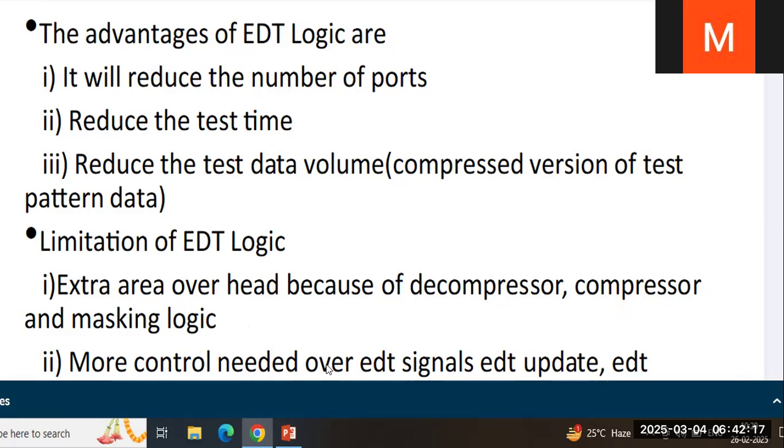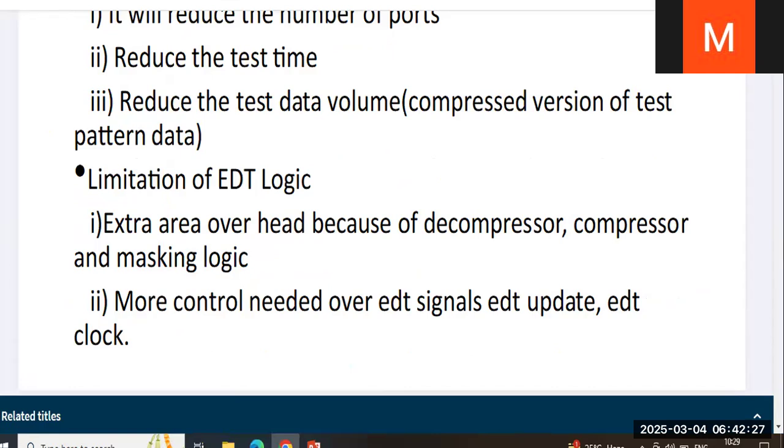More control is needed over the EDT signals like EDT update and EDT clock. We'll see why these are more controllable. EDT clock and EDT update will not be pulsed during the capture phase.